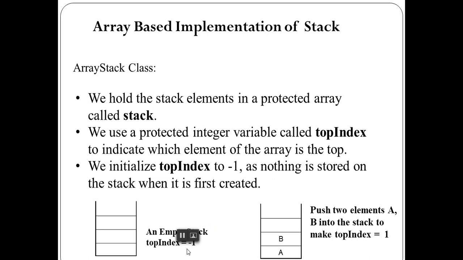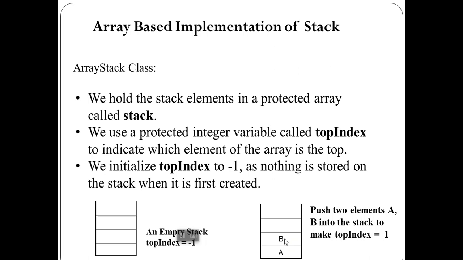If the stack is empty, then we say that top index is initialized to -1. Now if you add two elements into the stack, A and B, what is the top index? It is 1. A is at 0 and B is at 1. Which is the top element now? B is the top element.